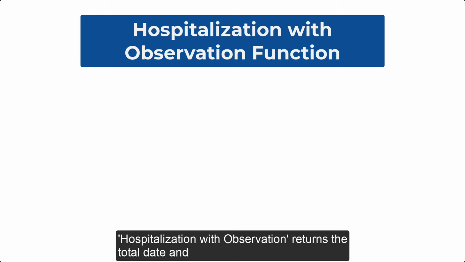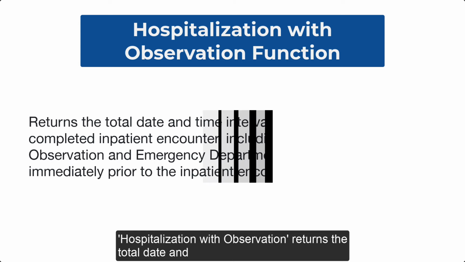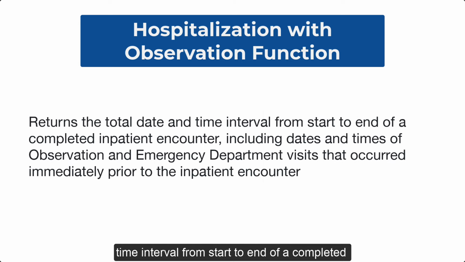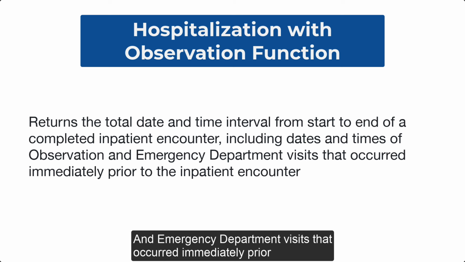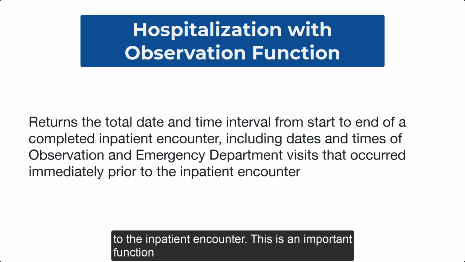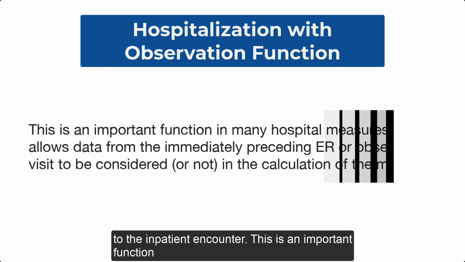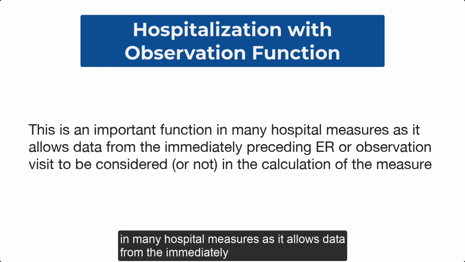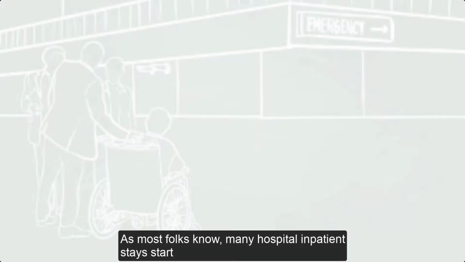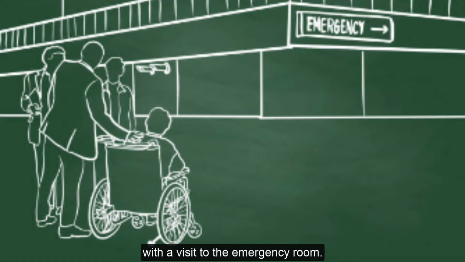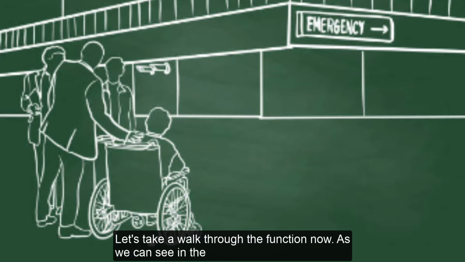The function hospitalization with observation returns the total date and time interval from start to end of a completed inpatient encounter, including dates and times of observation and emergency department visits that occurred immediately prior to the inpatient encounter. This is an important function in many hospital measures as it allows data from the immediately preceding ER or observation visit to be considered in the calculation of the measure. As most folks know, many hospital inpatient stays start with a visit to the emergency room. Let's take a walkthrough of the function now.